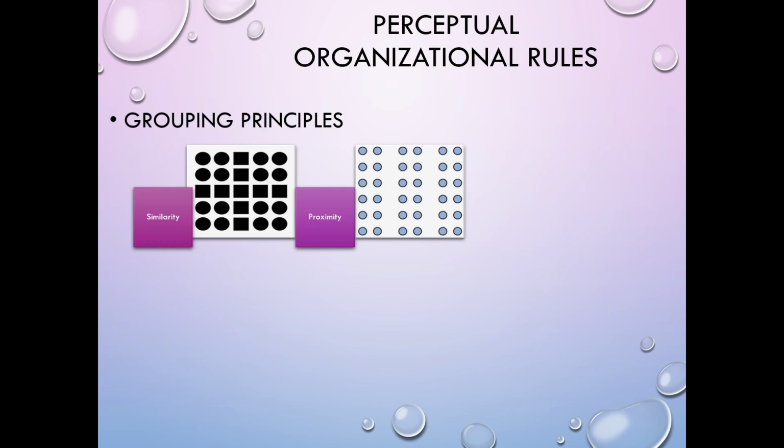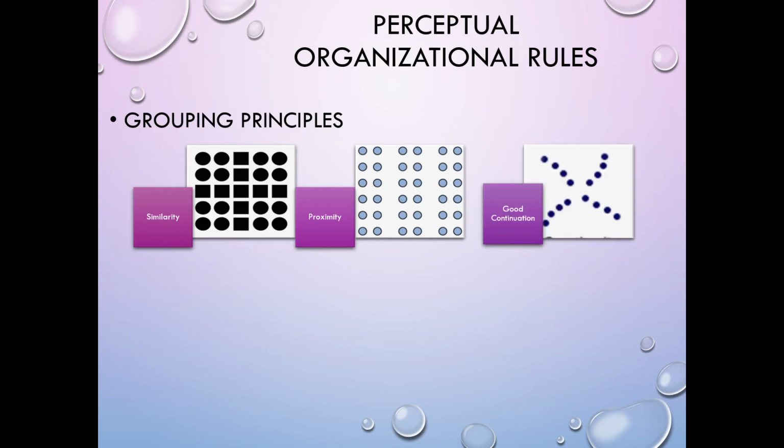Proximity. You probably are seeing this as 3 stripes made up of dots, as opposed to 6 columns of circles. The fact that some of them are closer together makes them seem like they're part of the same object. So you tend to see 3 stripes rather than 6 columns.